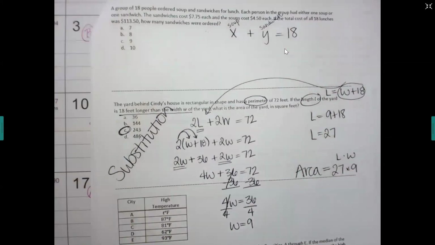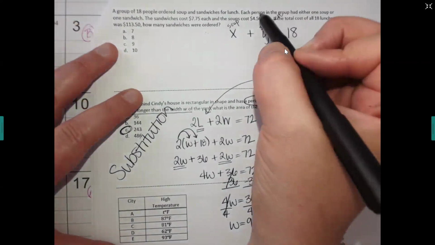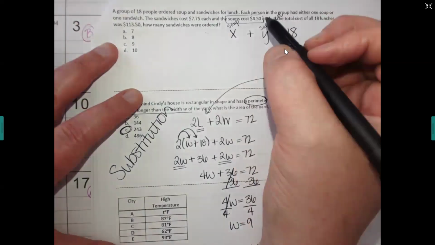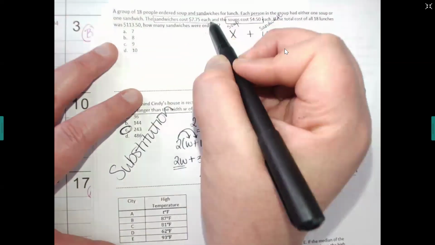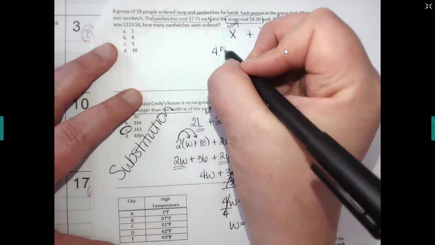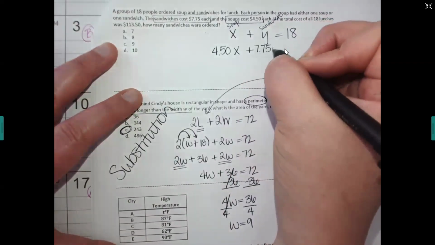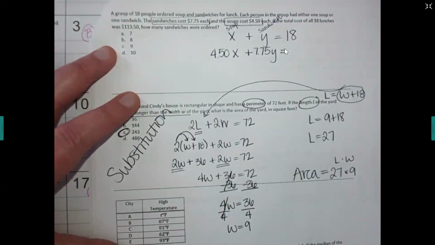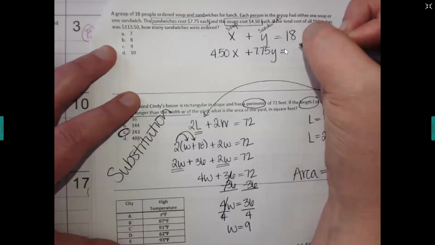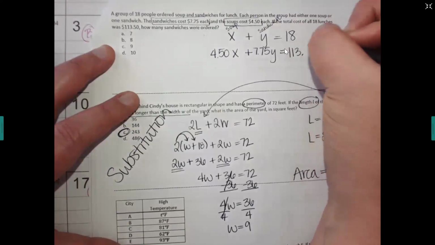Okay, now let's talk about money. How much did each soup guy pay? What's the soup cost? So that's for the sandwich, yep. So the soups are $4.50 each. And the sandwiches are $7.75 each. And then how much did they spend altogether? The cost of all the lunches was $113.50.